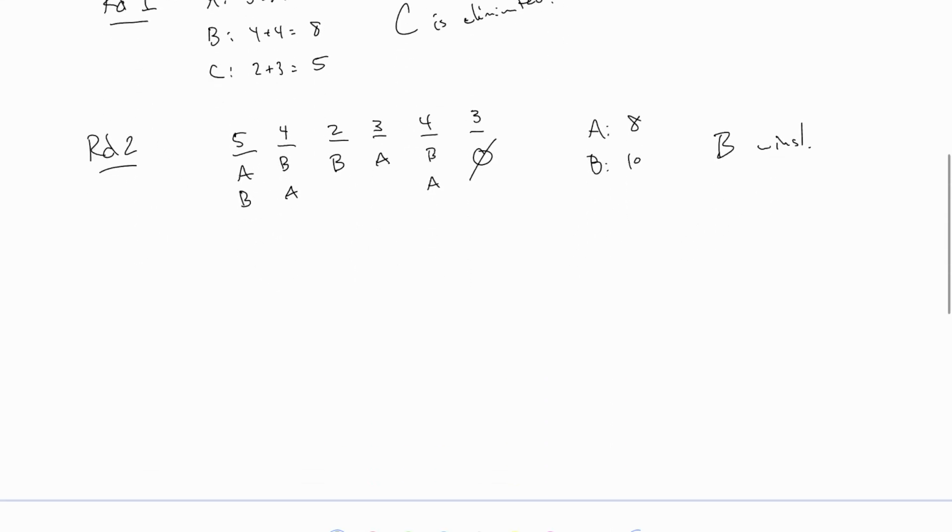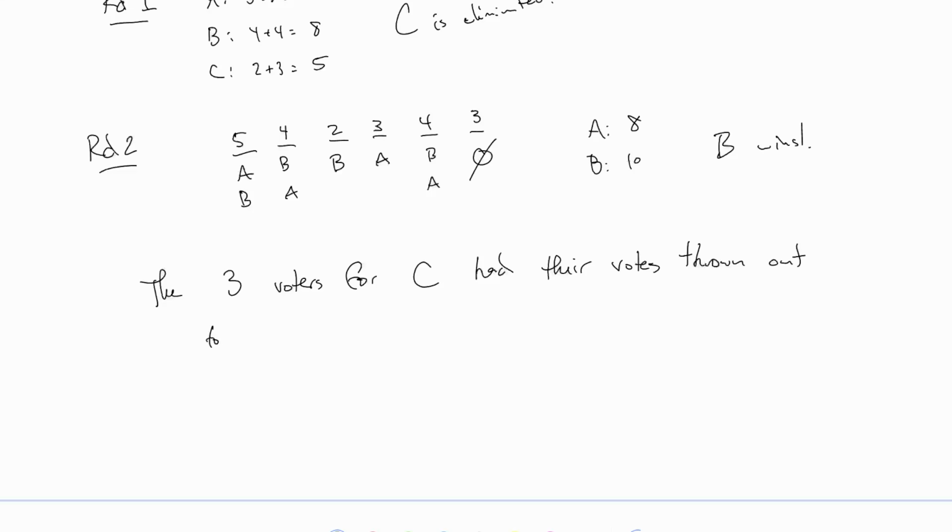And let me just say the 3 voters for C had their votes thrown out for round 2. All right, and there's a name for this when people talk about this, you know, in the media, the liberal media. These are called exhausted votes. Exhausted.